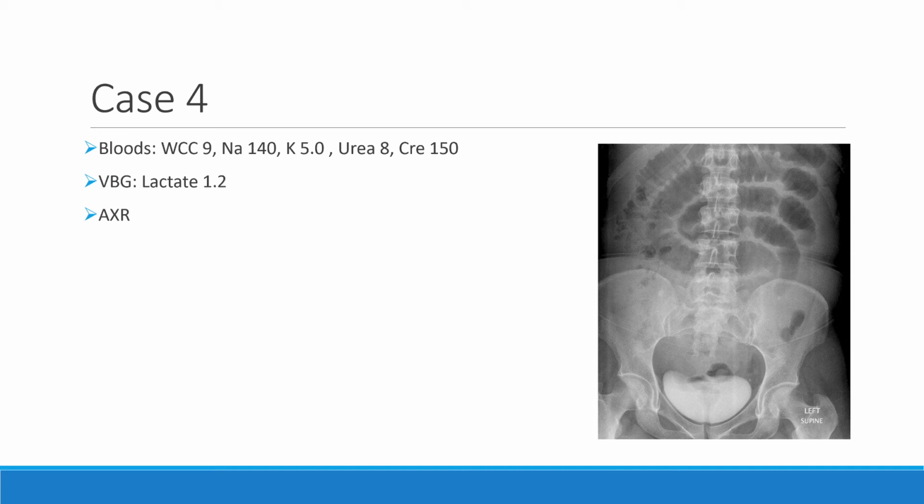When you do her bloods, it shows a white cell count of 9, and she's also very dry, urea of 8, creatinine of 150. Her lactate is 1.2, so not particularly concerned about ischemic bowel based on that lactate. You do an abdominal X-ray and note some dilated small bowel. So I think the diagnosis would be a high suspicion of adhesions.